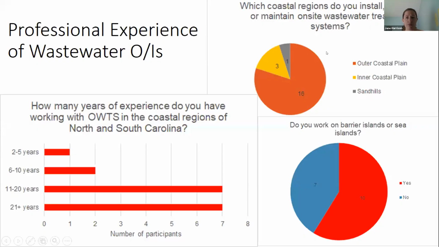Okay, so in terms of who we're talking to, most of these folks work in a mix of the outer coastal plain, as well as a few in the intercoastal plain and the sandhills. The majority, over half, do work on barrier islands or sea islands, and most have more than a decade or even 20 plus years of experience doing on-site wastewater treatment system installation and operation.